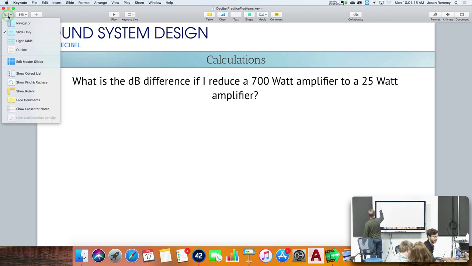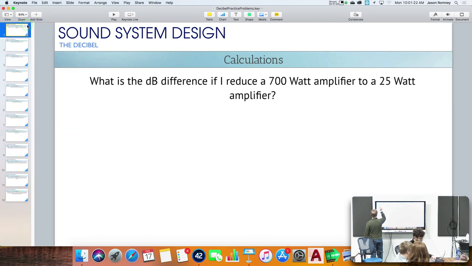Okay, so here's the first one. Are we ready? Here's the first one that we can try to tackle. What is the dB difference if I reduce a 700 watt amplifier to a 25 watt amplifier? To tackle a question like this, one of the first things I want to find out is, am I looking for a positive number or a negative number with the way I've worded this question? Negative. I'm looking for a negative number. You could probably deduce that because I'm going to reduce my power from 700 watts to 25 watts, and the dB difference would be negative based on how we know this works. So that's an important thing to know.